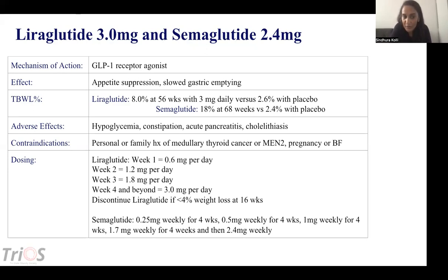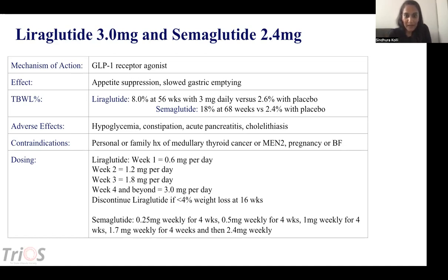The main things that you want to screen your patients for is anybody who has a personal or family history of medullary thyroid cancer, any of the MEN2 cancers in the family, and then pregnancy or breastfeeding. While it's not an absolute contraindication, I still ask patients if they've had any recent episodes of acute pancreatitis as well.